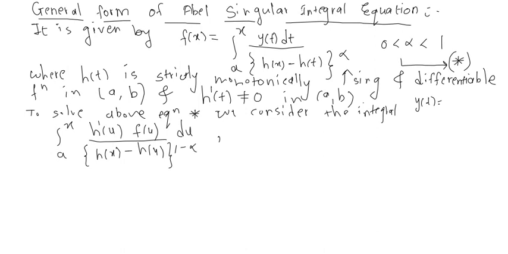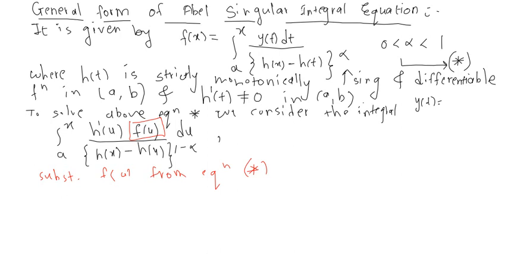Now in this integral you can see this f of u. We already know what f of x is, because f of x is equation star. So we will substitute this f of x in place of f of u, and then we will try to separate out y of t. So substitute f of u from equation star.